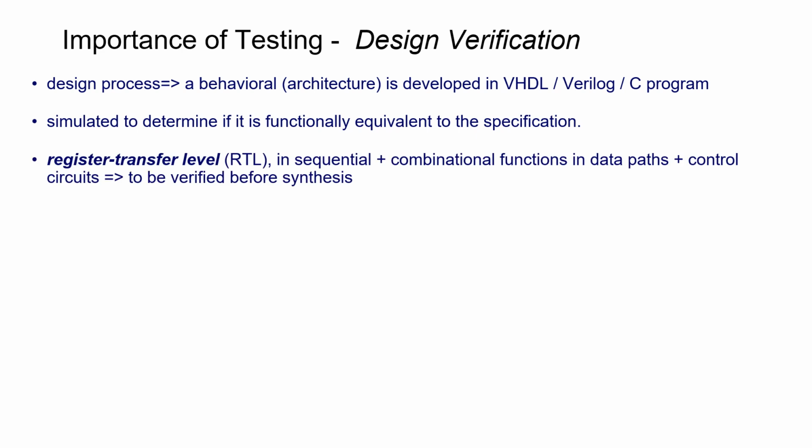At register transfer level, we have sequential and combinational functions and data path and control path, which we saw in our class. Once you know how to do microarchitecture, you should design in terms of data path and control path. It should be verified before synthesis, right? So that should happen. It's called RTL level verification. You design it and you verify it.